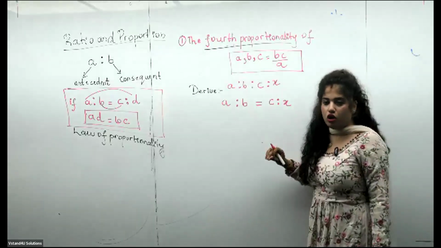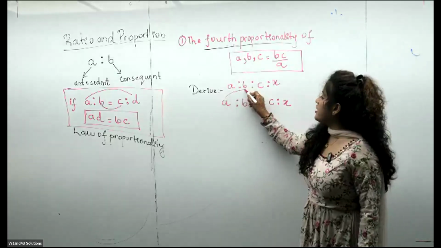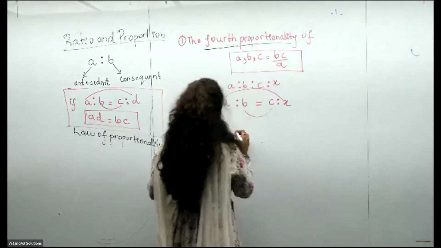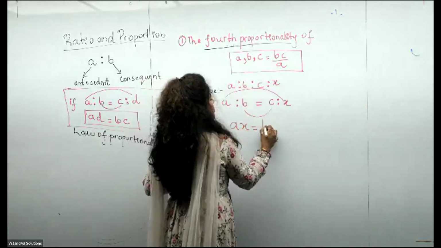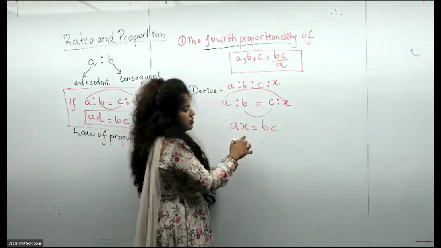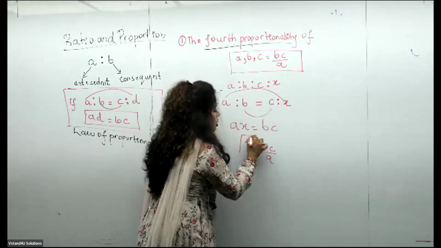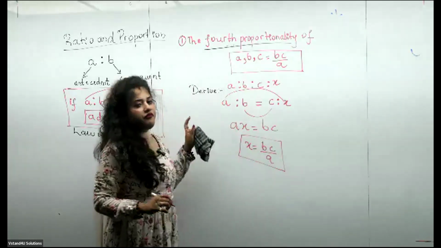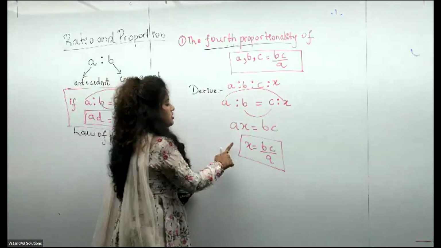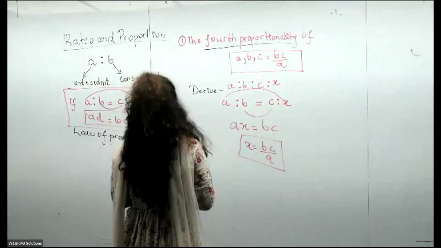Now what I have to do is use the law of proportionality. What is the law of proportionality? Product of these two. So what will I get? AX is equal to BC. Now what I have to calculate is the value of X. So X is equal to BC by A. So if they ask to find the fourth proportional of some numbers, then you will use this formula. Clear?